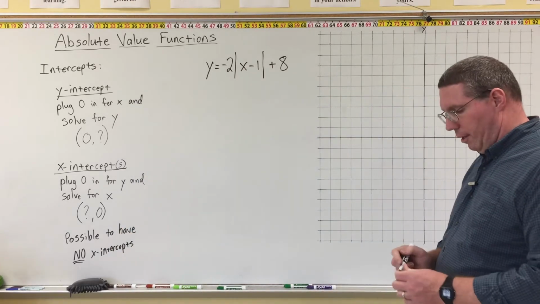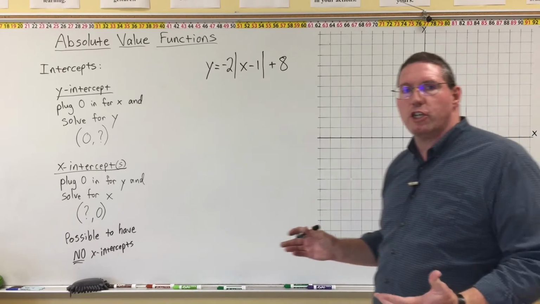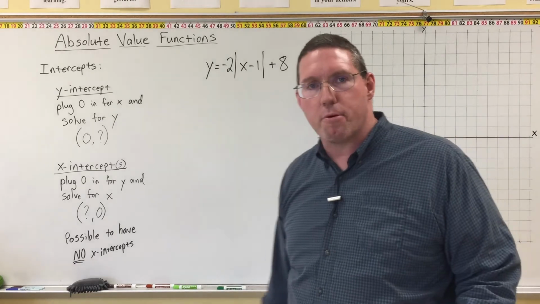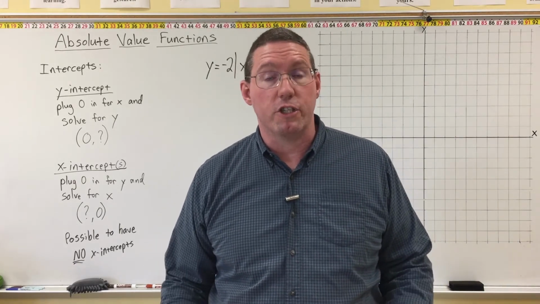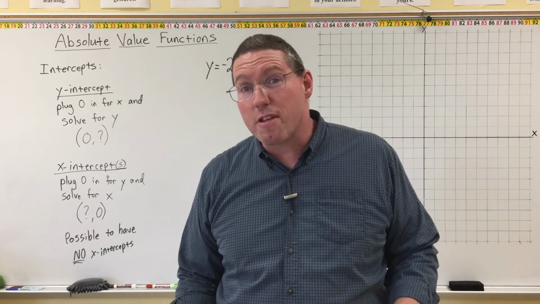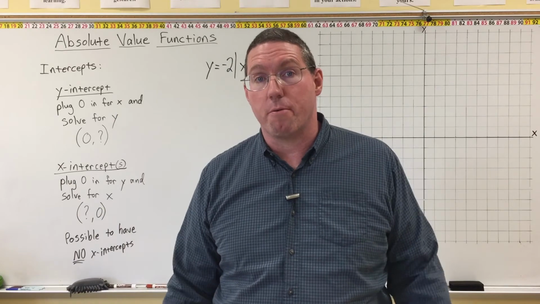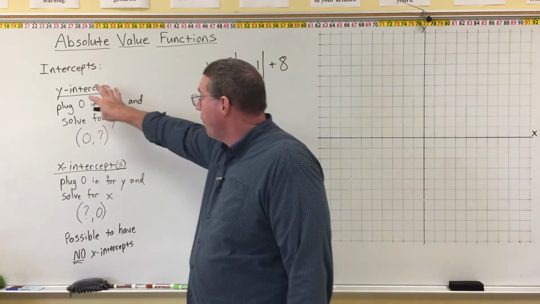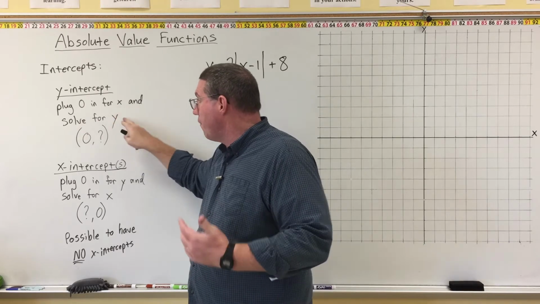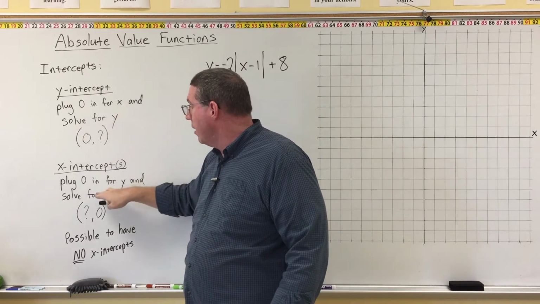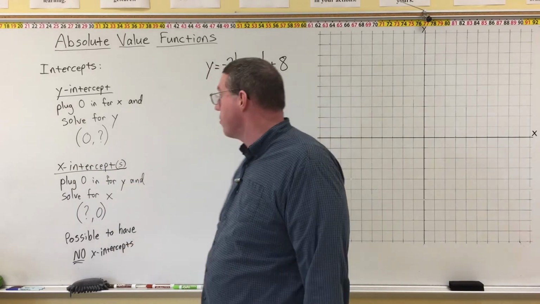Now, here's the cool thing. Finding the intercepts for an absolute value function is the exact same procedure as finding the intercepts for a linear function. In fact, finding the intercepts for almost any function is the exact same procedure. To find the y-intercept of a function, you just plug in 0 for x, and then solve for y. And to find the x-intercepts, you plug 0 in for y and you solve for x, okay?